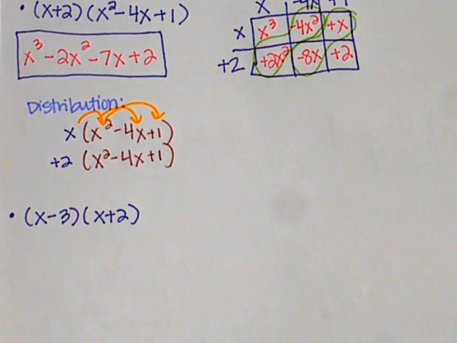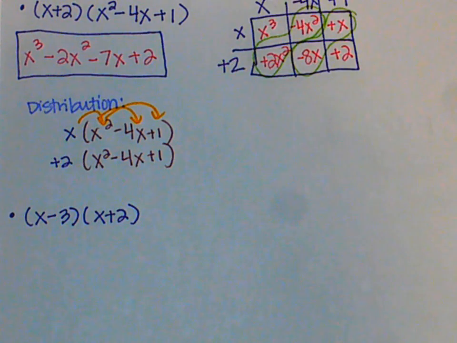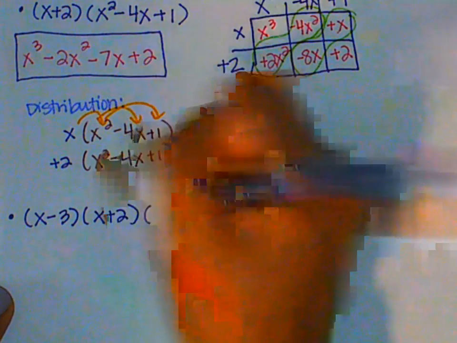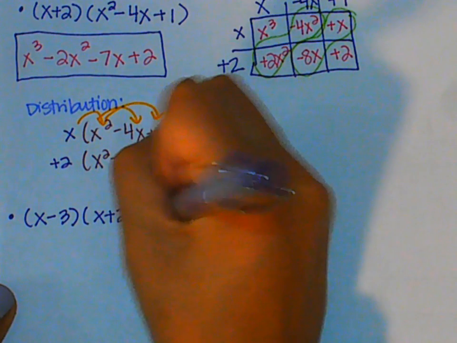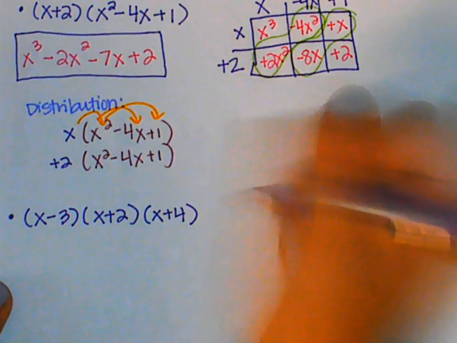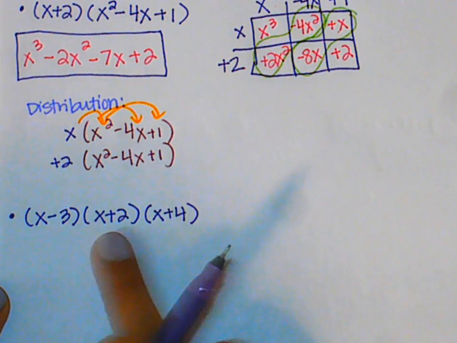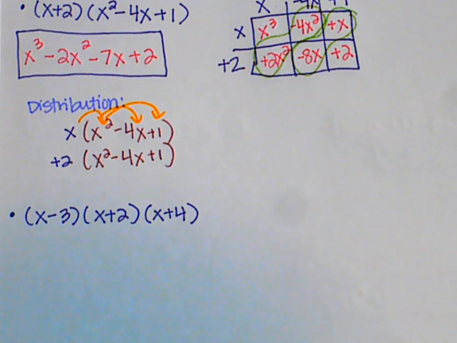All right, so we've seen these. These we're really familiar with. This is a binomial times a binomial. But what happens if I add another one? Say we add x plus 4. This is now a trinomial. So I am multiplying 3 things together.